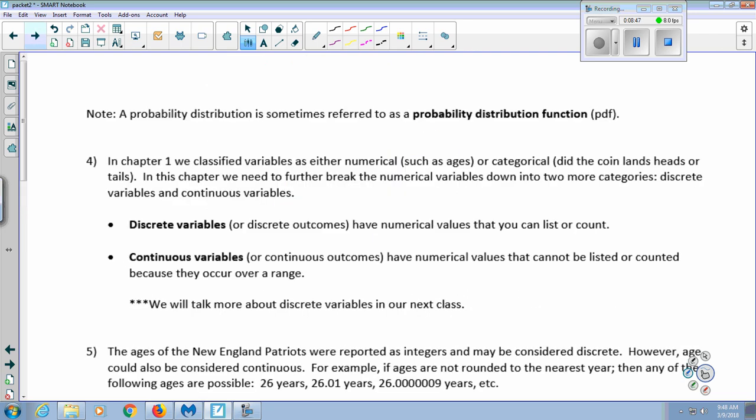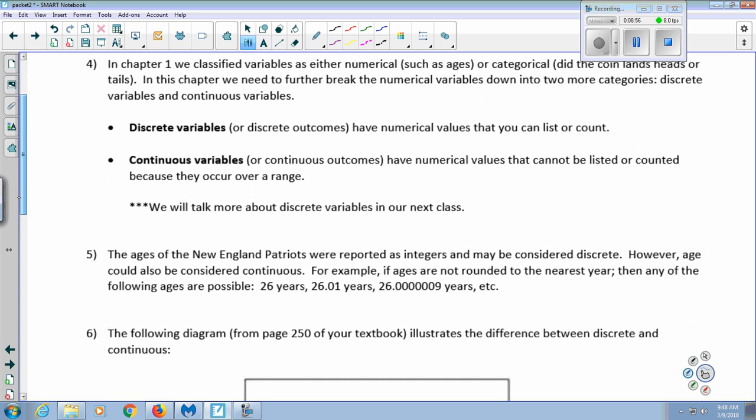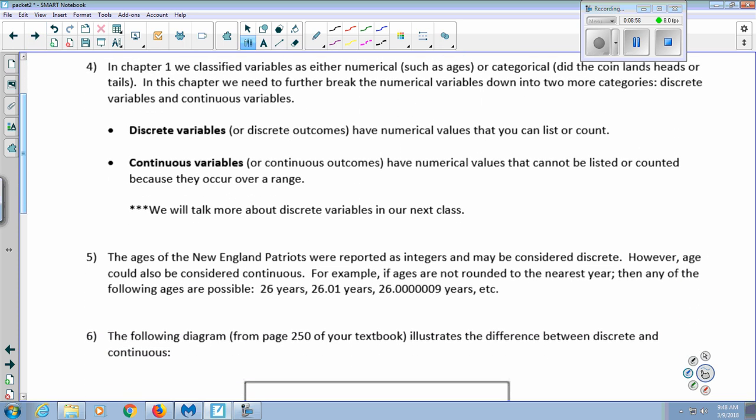So a probability distribution is sometimes referred to as a probability distribution function, and there's that little abbreviation, the PDF. In chapter 1, we classified variables as numerical, like ages, or categorical, like binary: did the coin land heads or tails? In this chapter, we're really focused on our numerical variables for this whole chapter. And we're going to be breaking numerical down into 2 more categories.